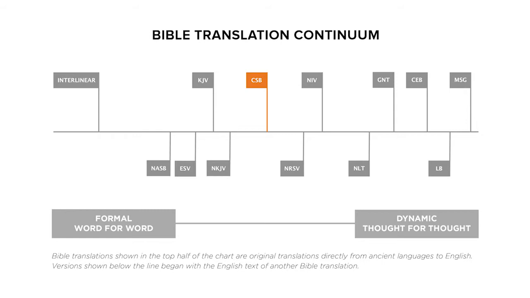Now those on the top of the line have also gone through revisions since then, obviously, like the NIV 2011 is a revision of the NIV 84, but the original translation team started with the original languages. Similar to that with the CSB, first called the HCSB, the original translation team started with the original languages and then consulted some English traditions as well.